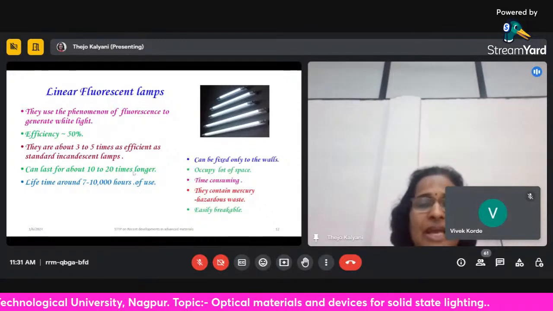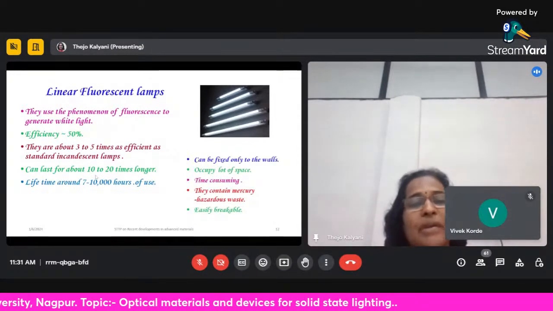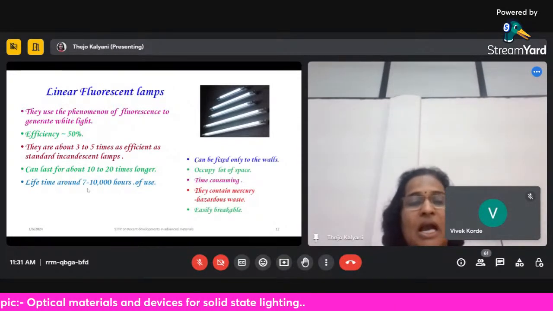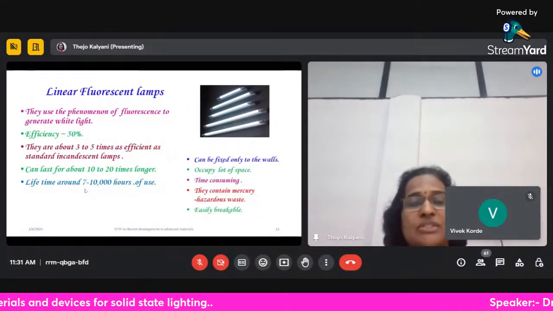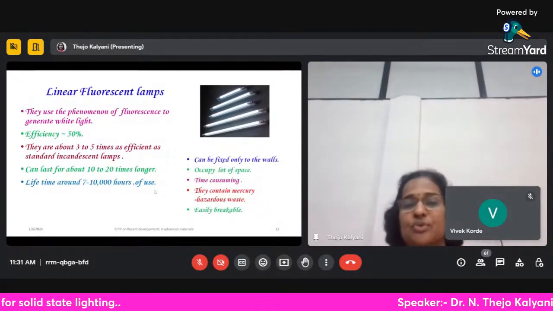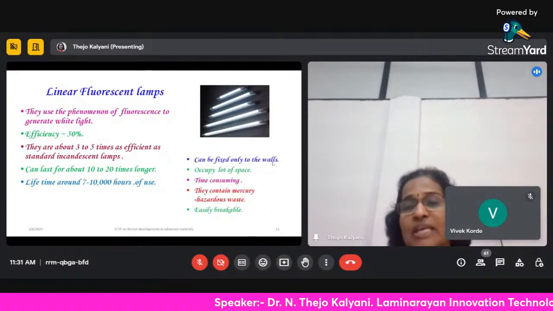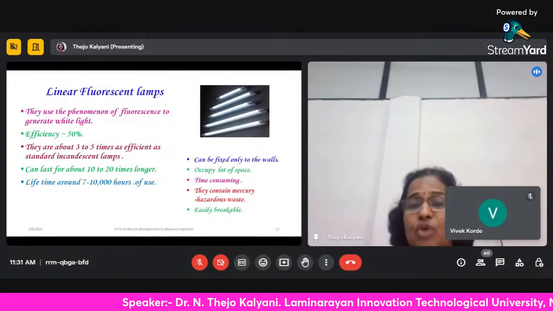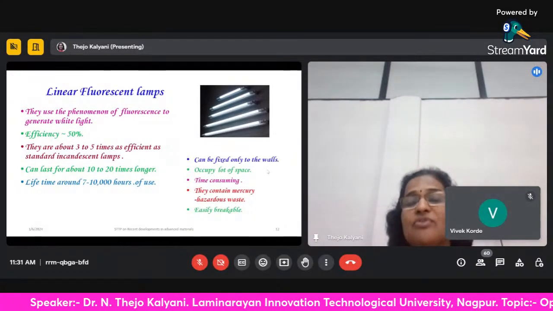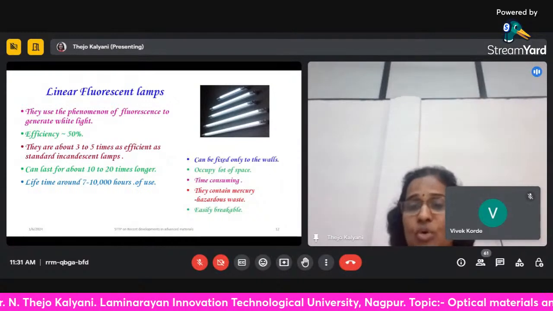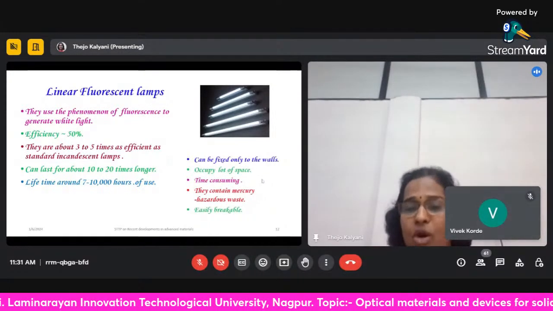And the lifetime is more as compared to the incandescent bulbs, around 7 to 10,000 hours of use. But the limitations are that they can be fixed only to the walls, and hence they occupy a lot of space. And even if you turn it on, the switching time is more, and it takes time to turn on.